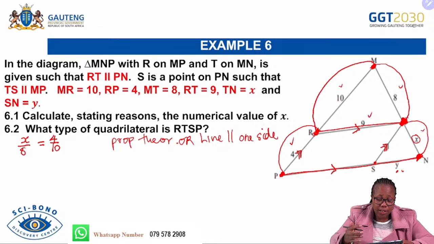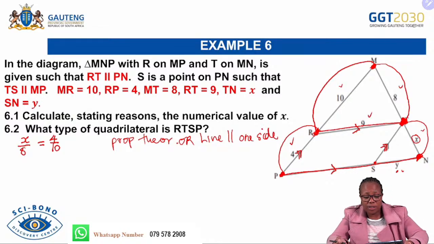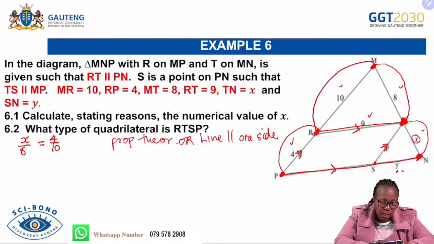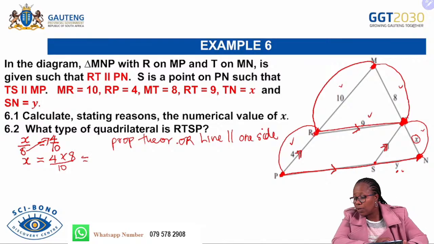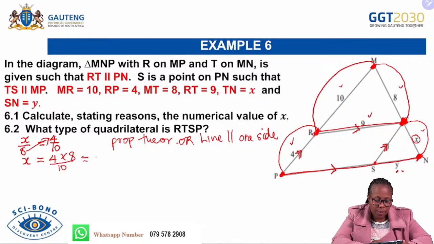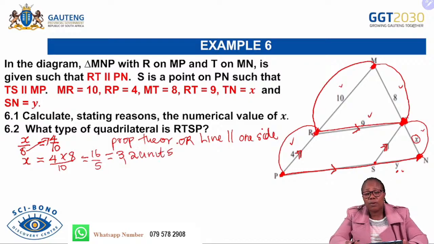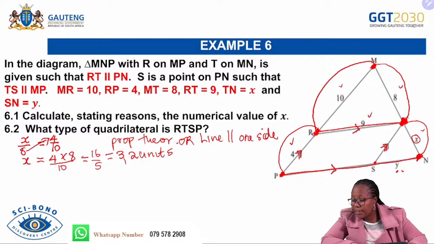So can you see that there is always an integration in geometry? You cannot isolate them. And then we are solving for X. We cross multiply this 8 to 4. It will be 4 times 8 over 10. And then the X value will be 16 over 5, which is giving us what? 3,2 units. Okay, great. And then now we have calculated the numerical value of X in that case.